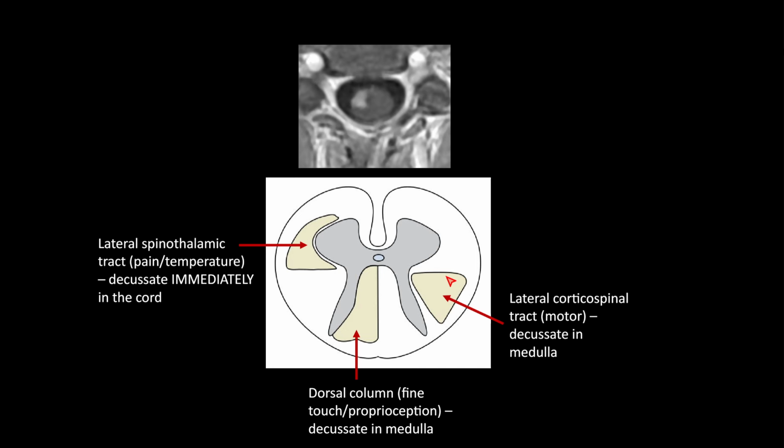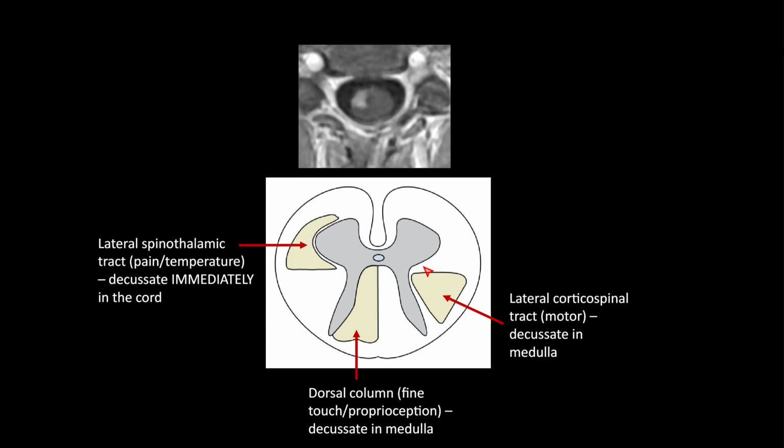So what are the most important white matter tracts in the spinal cord? One is the lateral corticospinal tract. This is the motor tract. It is located in the lateral aspect of the spinal cord, and it is posterior to the midline here. You can see this is posterior to the midline. These fibers decussate, or cross over, in the medulla, so by the time they reach the spinal cord, they're actually on the right side, or the correct side of the body.